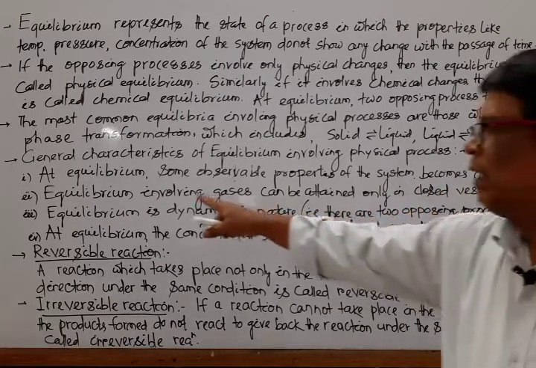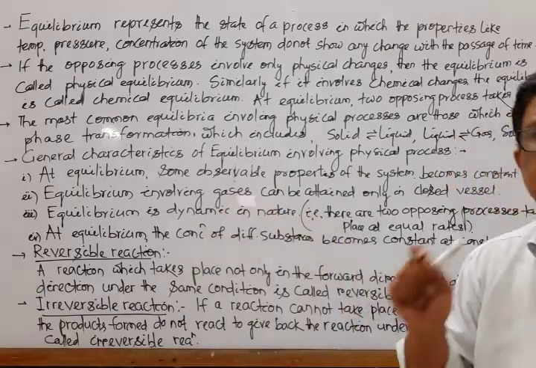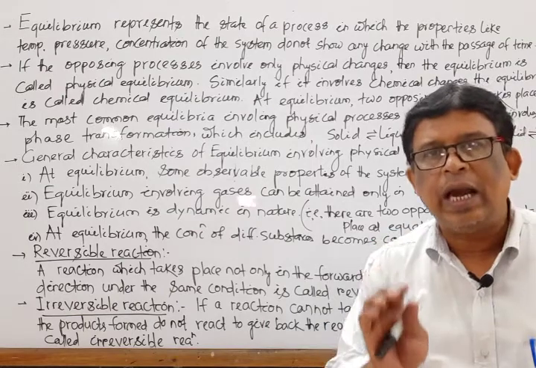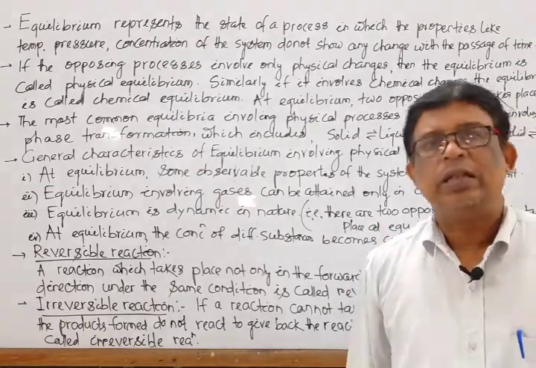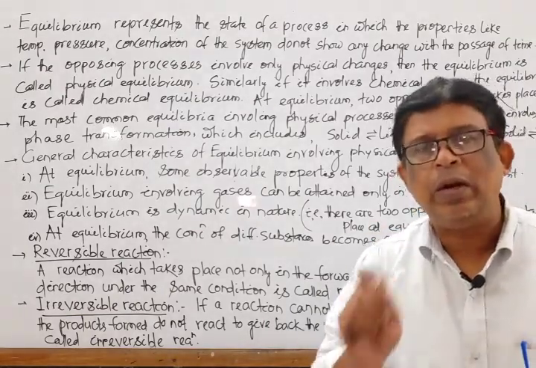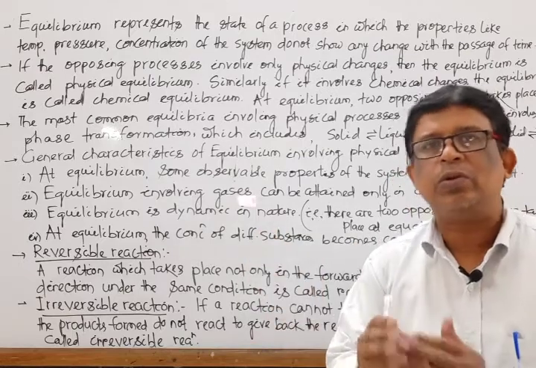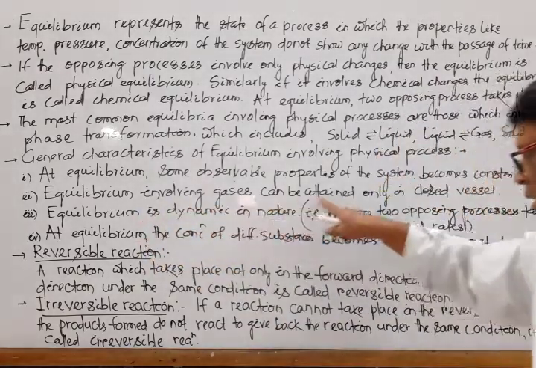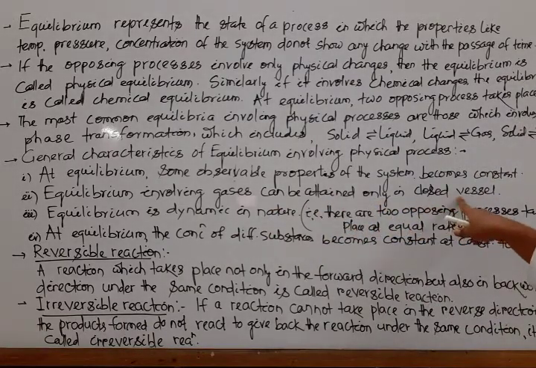Next, equilibrium involving gases. If a chemical reaction is going on in a vessel and all the reactants and products are gaseous, then equilibrium is attained if and only if the container is closed. Mark that. Equilibrium involving gases can be attained only if it is a closed vessel.